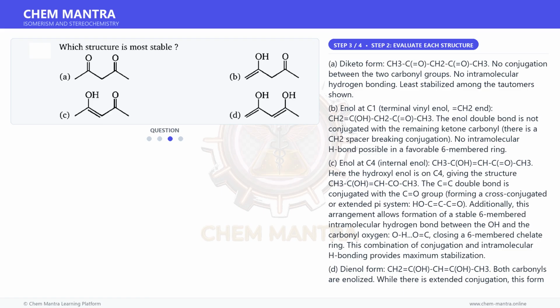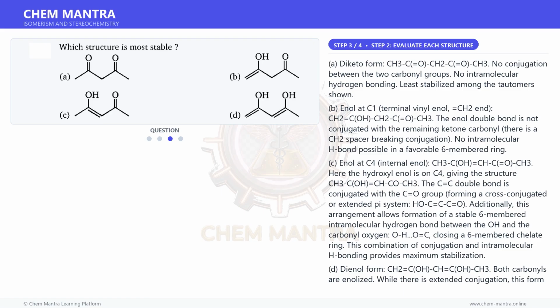C. Enol at C4, internal enol: CH3C(OH)=CH-C(=O)-CH3. Here the hydroxyl enol is on C4, giving the structure CH3C(OH)=CH-C(=O)-CH3. The C=C double bond is conjugated with the C=O group, forming an extended pi system, O=C-C=C-O.